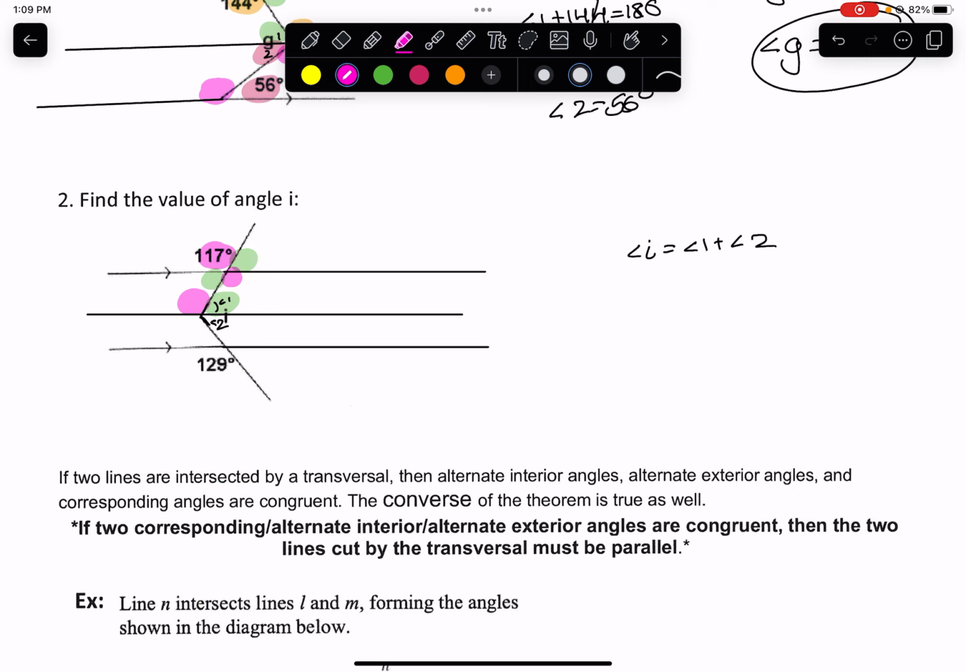So I can see that angle 1 plus 117 is equal to 180 because they're different colors. So angle 1 is equal to 63 degrees. And now I'm going to do the same thing to the bottom.